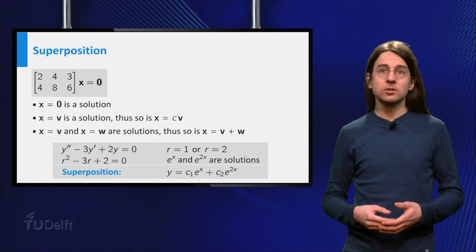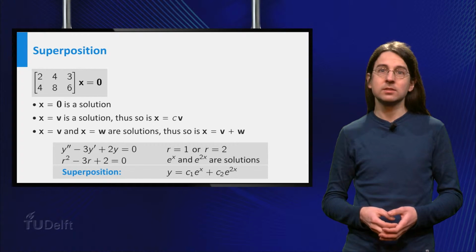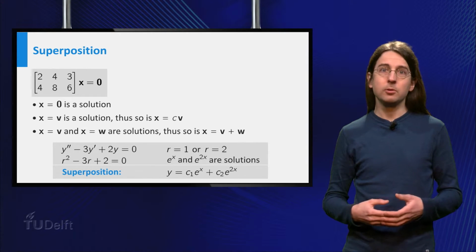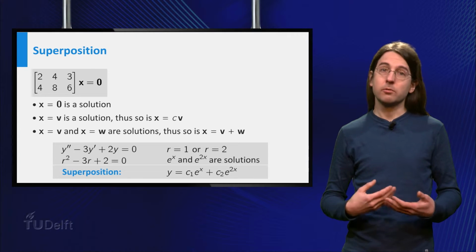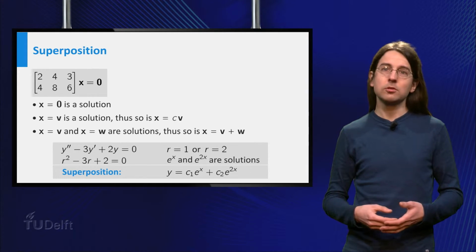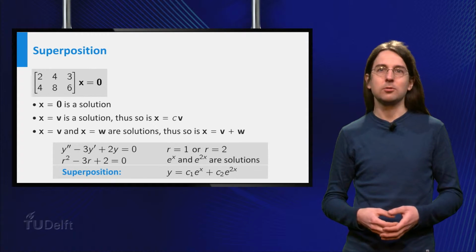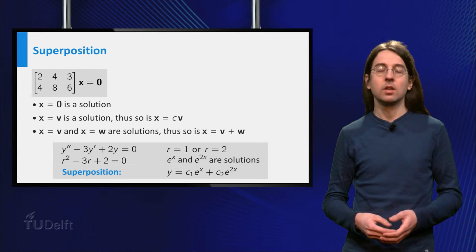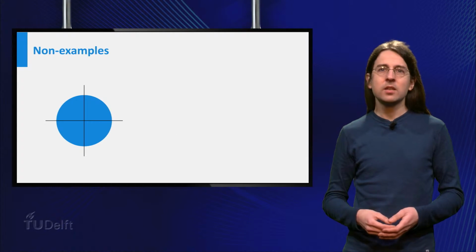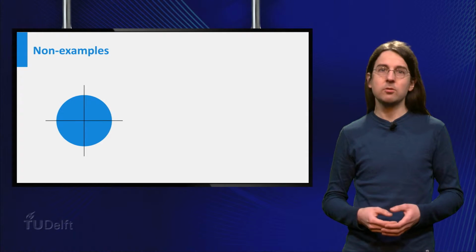You already used superposition in the context of second-order linear differential equations to go from a few specific solutions, for example e to the x and e to the 2x, to the general solution y equals c1 e to the x plus c2 e to the 2x of the homogeneous equation. This superposition property severely restricts what the set of solutions to a homogeneous equation may look like.